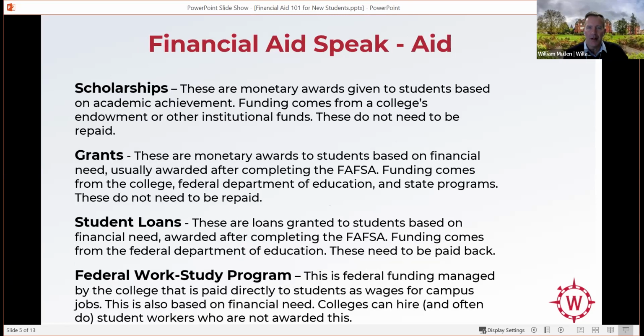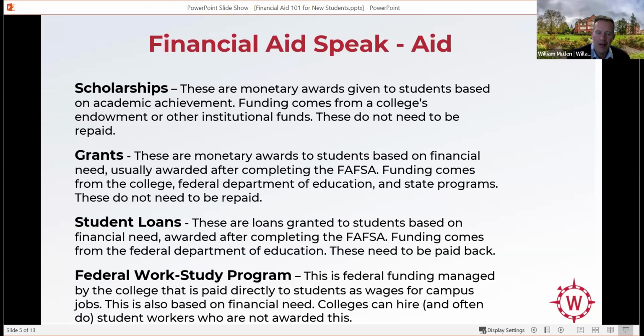All right, let's talk about financial aid. There's a whole set of financial aid terms as well. I call it financial aid speak. Let me just make sure we understand all of these different things. Scholarships are monetary awards, usually given to a student based on academic achievement. The funding for these typically comes from the college's endowments or other institutional funds. They don't have to be repaid. So in other words, they're free money, and that's what we like.